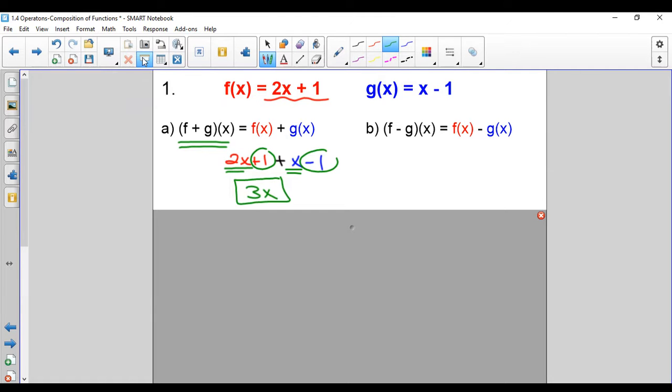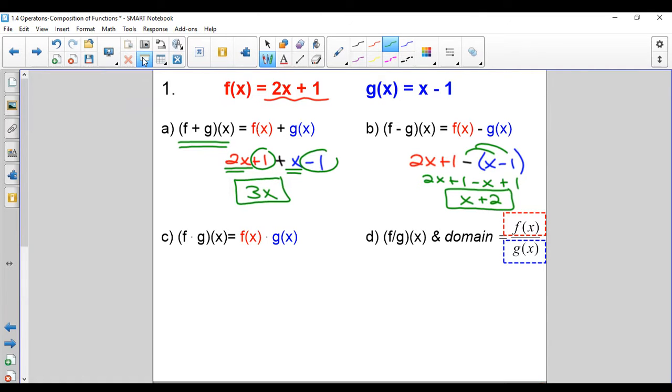That's it. Same deal with f minus g of x, exact same thing. Now here, though, we have 2x plus 1. We're subtracting the entire function, so we need to put that entire second function in parentheses. So you'll need to distribute the negative and then combine like terms to get x plus 2. And there's your answer when you subtract the two functions. You're going to need to watch your signs, as always, with subtraction.